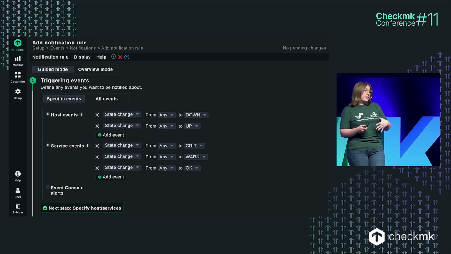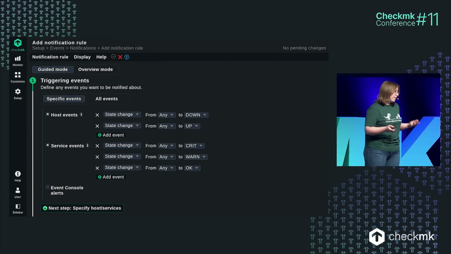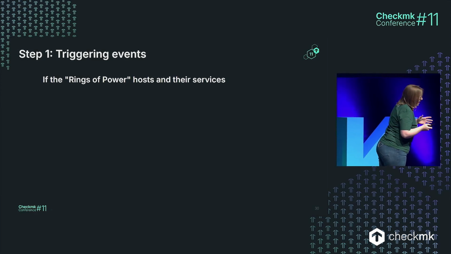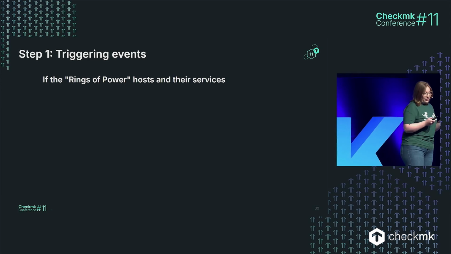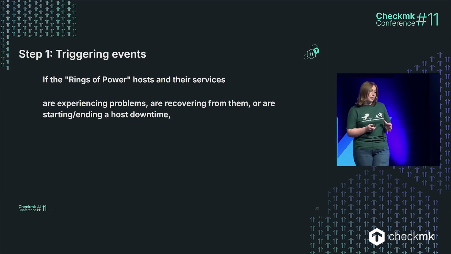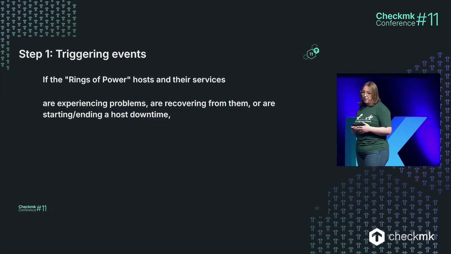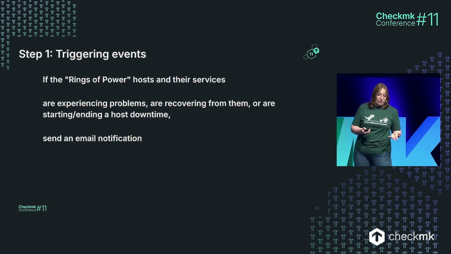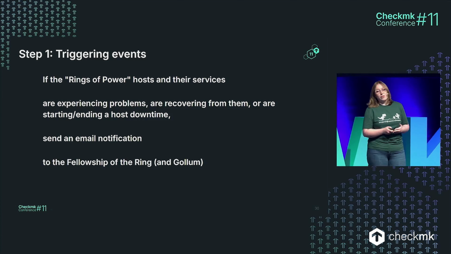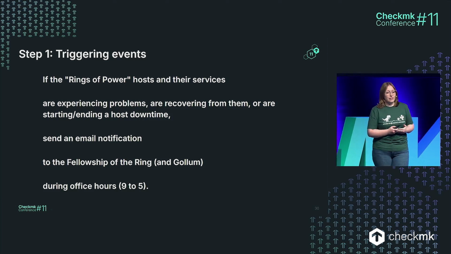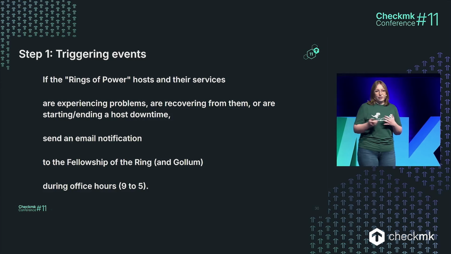To make setting up a notification rule now a bit more fun, I have prepared a little scenario to work with. If the rings of power hosts and their services are experiencing problems, are recovering from them, or are starting or ending a downtime, then send an email notification to the Fellowship of the Ring and Gollum during office hours, which is in this case 9 to 5. If you can't tell, I'm a big Lord of the Rings fan.